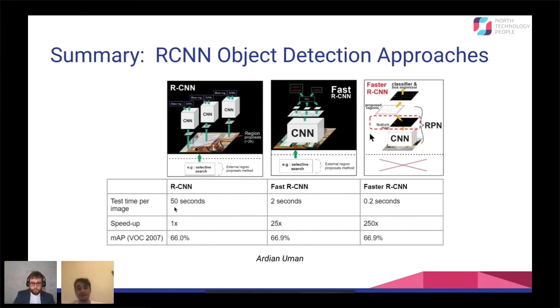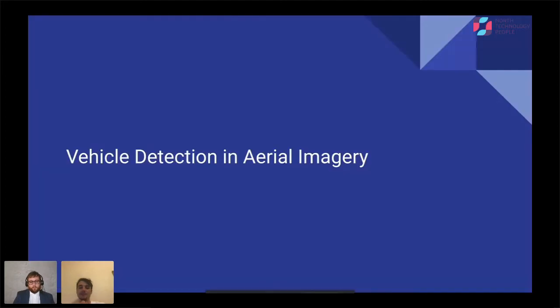So in the first approach, it takes 50 seconds just for one image, and in Faster R-CNN, it only takes 0.2 seconds. So this kind of enables a lot of real-time applications. Still not fast enough in some circumstances, but definitely good enough for some scenarios.